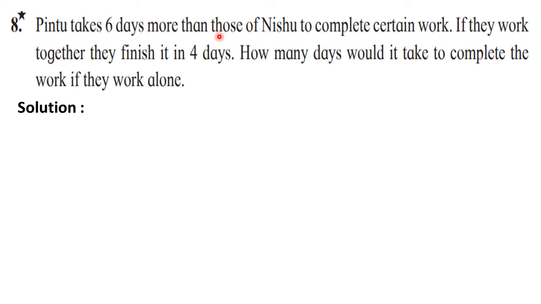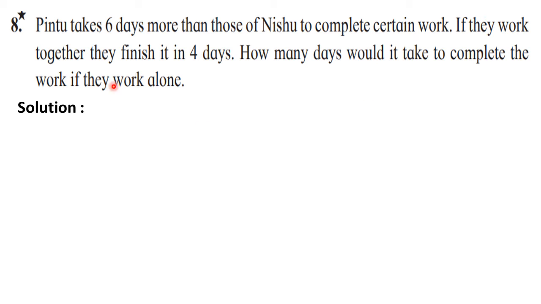Pintu takes 6 days more than Nishu to complete a certain work. That means Nishu is taking fewer days and Pintu is taking more days. So if the number of days taken by Nishu is x, then the number of days taken by Pintu is x plus 6. Using the first statement, we can decide what to take as x, and then write the second quantity in terms of x.